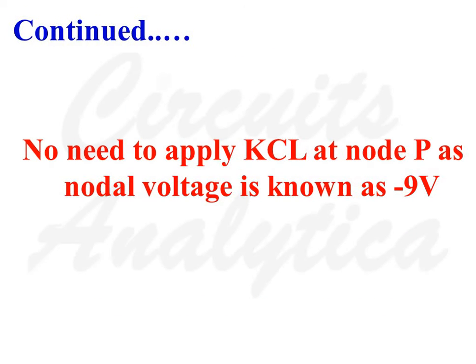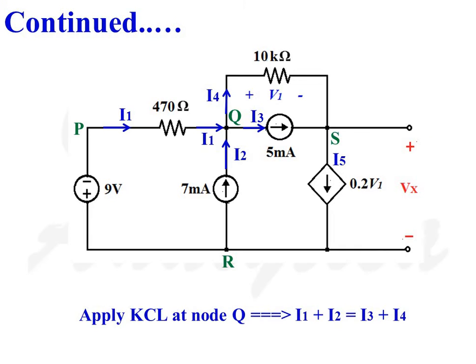Here, voltage at node P is given as -9 volt with respect to reference node. So, no need to apply KCL at node P. Let us apply KCL at node Q. Various currents associated with node Q are I1, I2, I3 and I4. Here I1 and I2 are the two incoming currents, while I3 and I4 are outgoing currents.